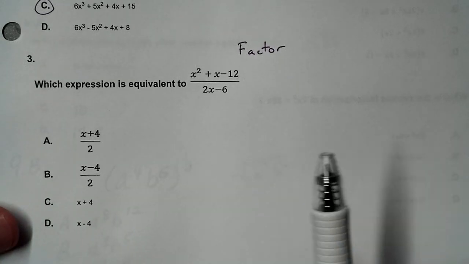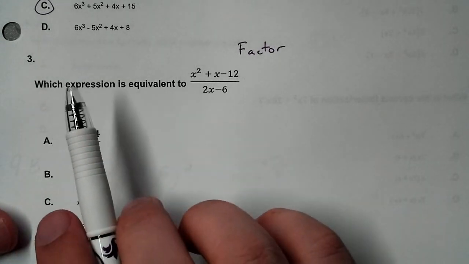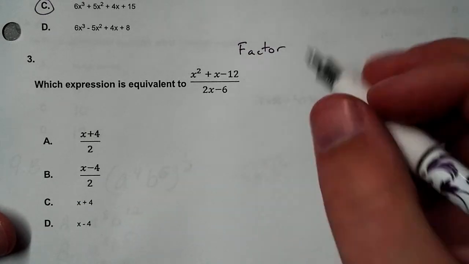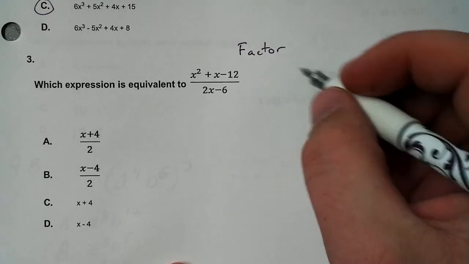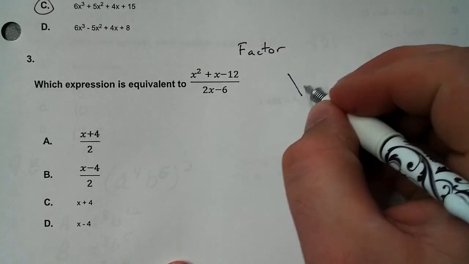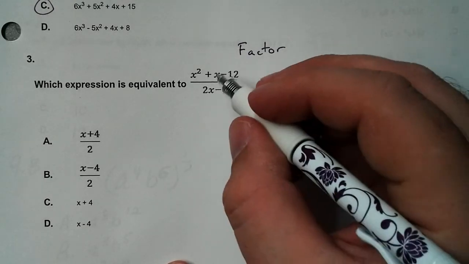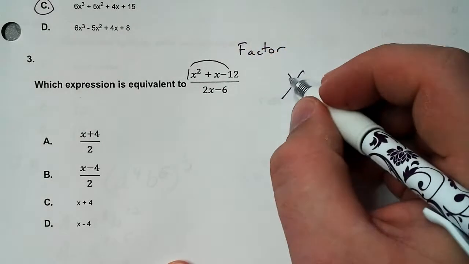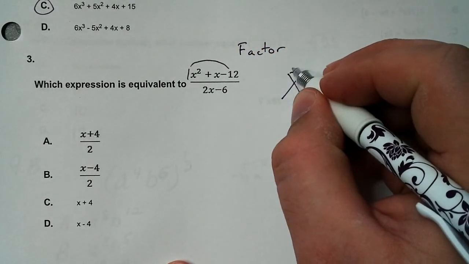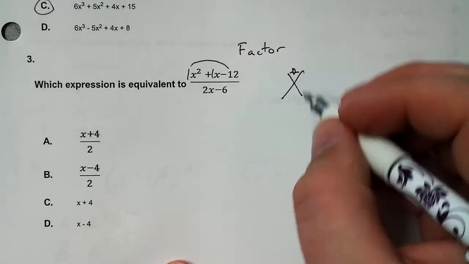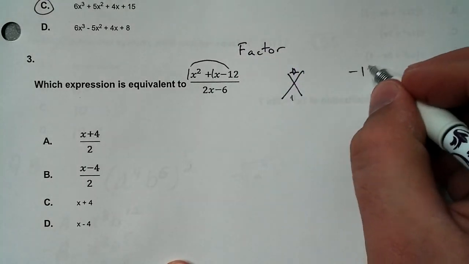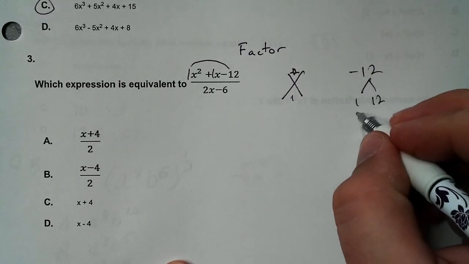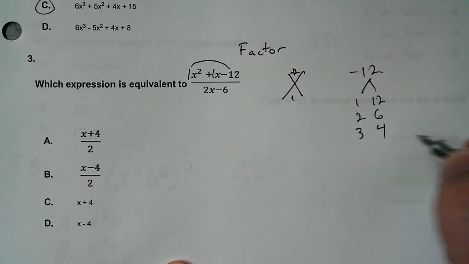Okay, so on number 3, we need to see which expression is equivalent to this, and the hint I gave you was factor. Well, if we factor out the top, I'm going to go ahead and just use the x method. A times c, 1 times negative 12 is negative 12. B is positive 1, so I need the factors of negative 12 that add up to 1. So I know 1 times 12, 2 times 6, 3 times 4, and that's it.